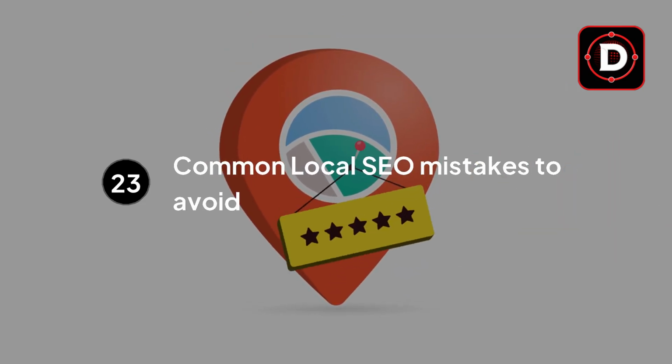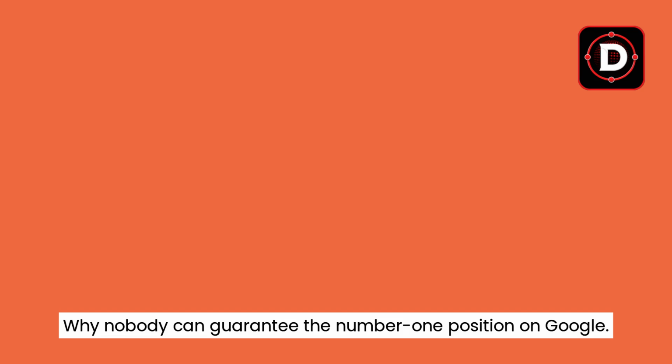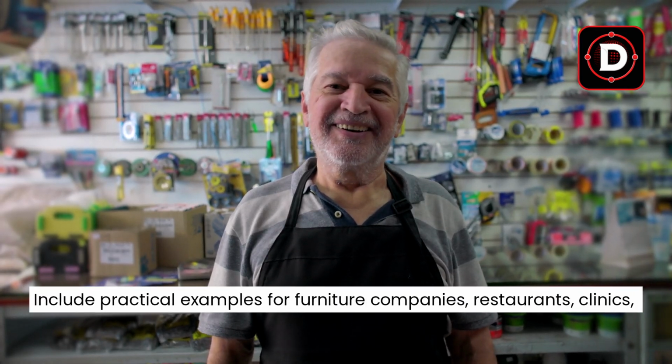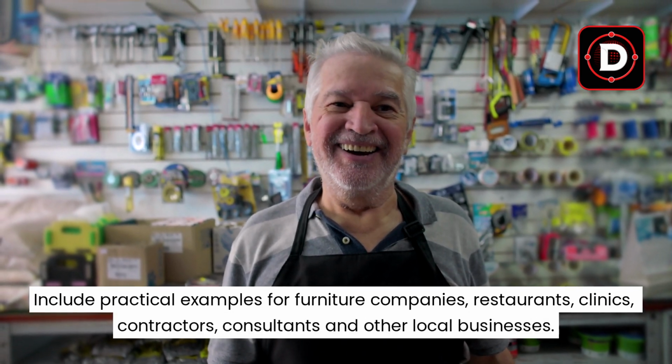23. Common local SEO mistakes to avoid. 24. Why nobody can guarantee the number one position on Google. Include practical examples for furniture companies, restaurants, clinics, contractors, consultants and other local businesses.